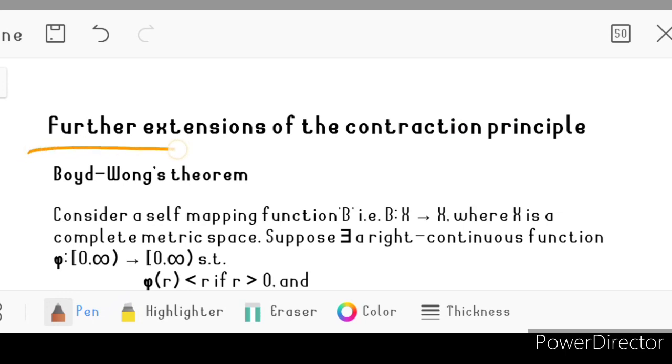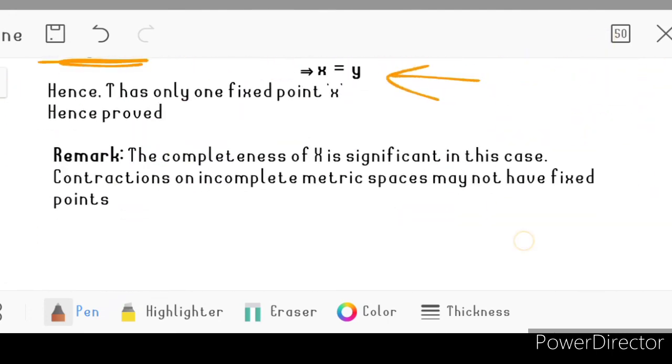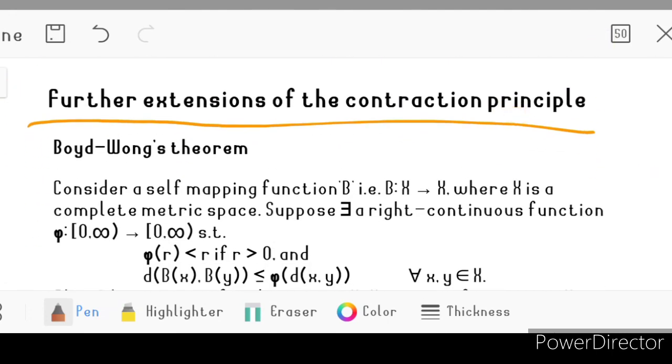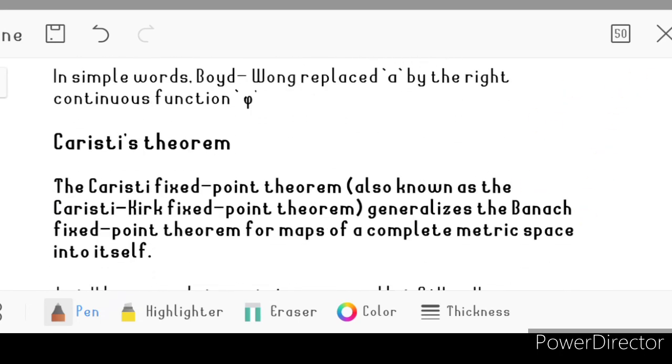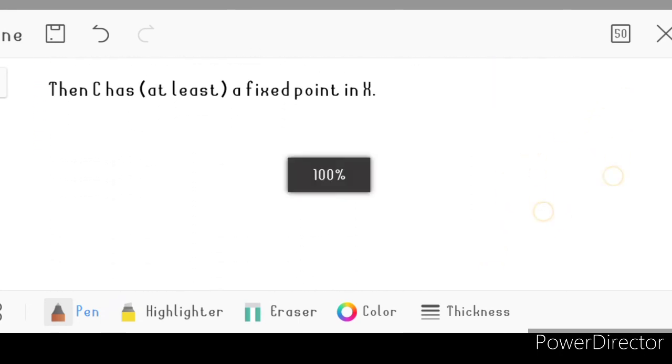Now in the next video we will continue with further extensions of the contraction mapping, and in that we will discuss two theorems. First is Wong's theorem and next is Caristi's theorem.